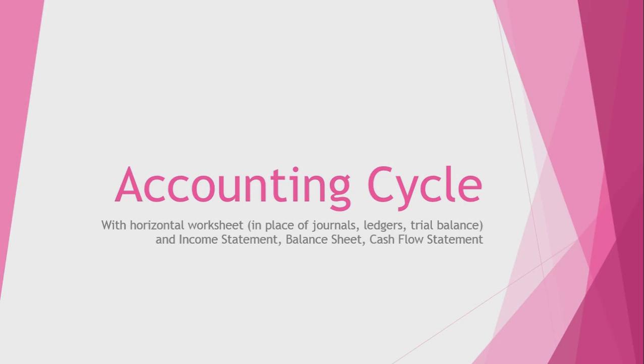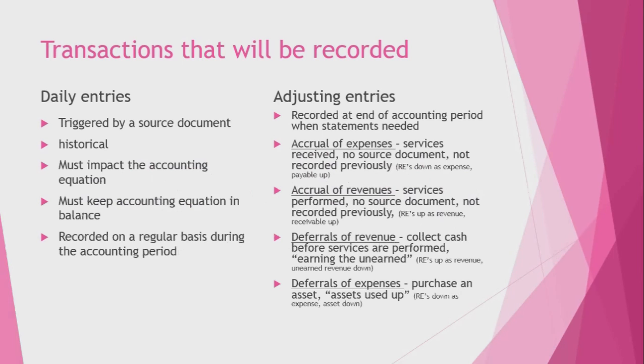We're going to look at the accounting cycle using the horizontal worksheet, which is a quick way to do an input. Later you will learn about journals, general ledgers, and trial balance. But for now, we're going to use the worksheet for the input, and then the outputs will be the income statement, balance sheet, and cash flow.